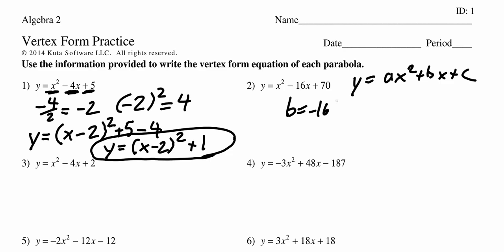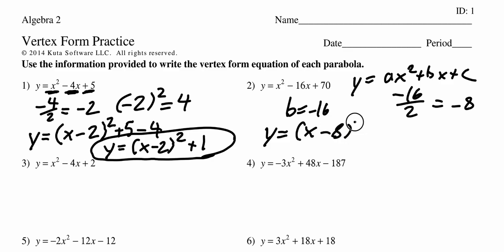Alright, so step 2 is b divided by 2. So we just do negative 16 divided by 2, and that is equal to negative 8. So this negative 8 will go inside the parentheses with the x. So I'll rewrite this as y is equal to (x minus 8) squared. Now what do we do with the c term, the plus 70? Well, you would just rewrite it: plus 70, just drop it down, keep that the same.